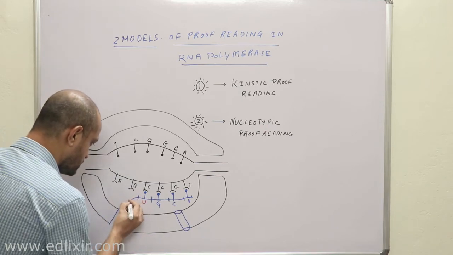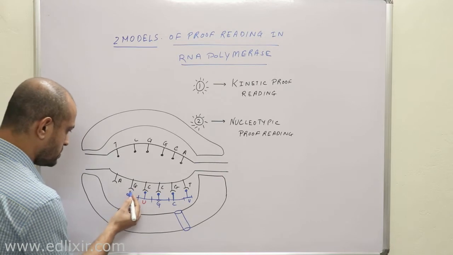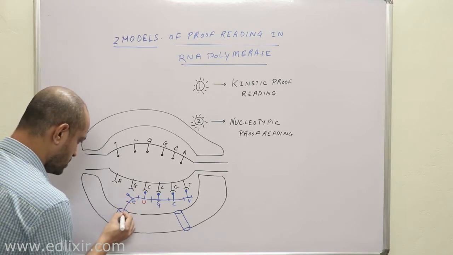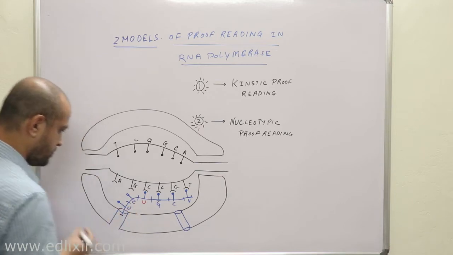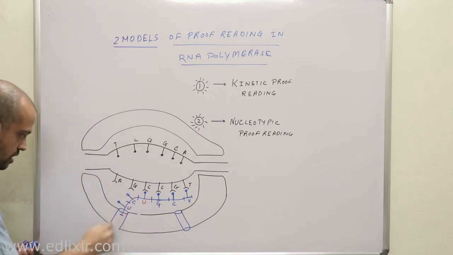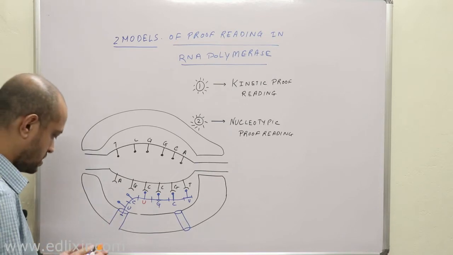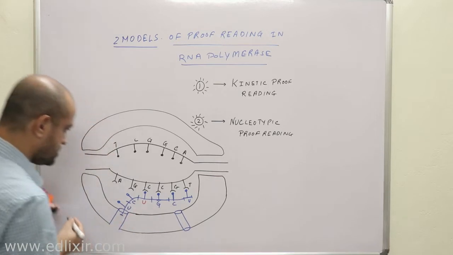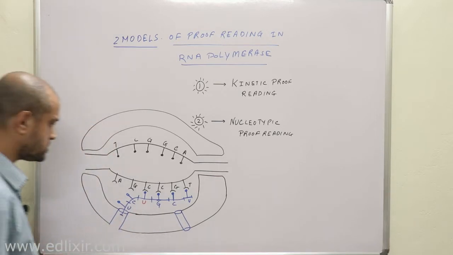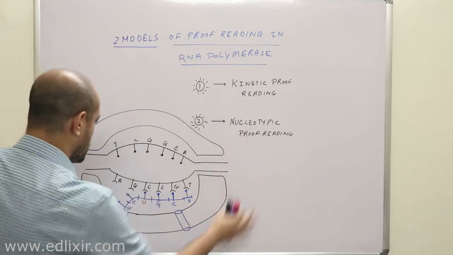Instead of G, there will be C, and here will be U, right? So it is now going out of the RNA polymerase in the exit channel. Clear? Now the important point we need to understand is this: suppose this is the picture of your RNA polymerization.